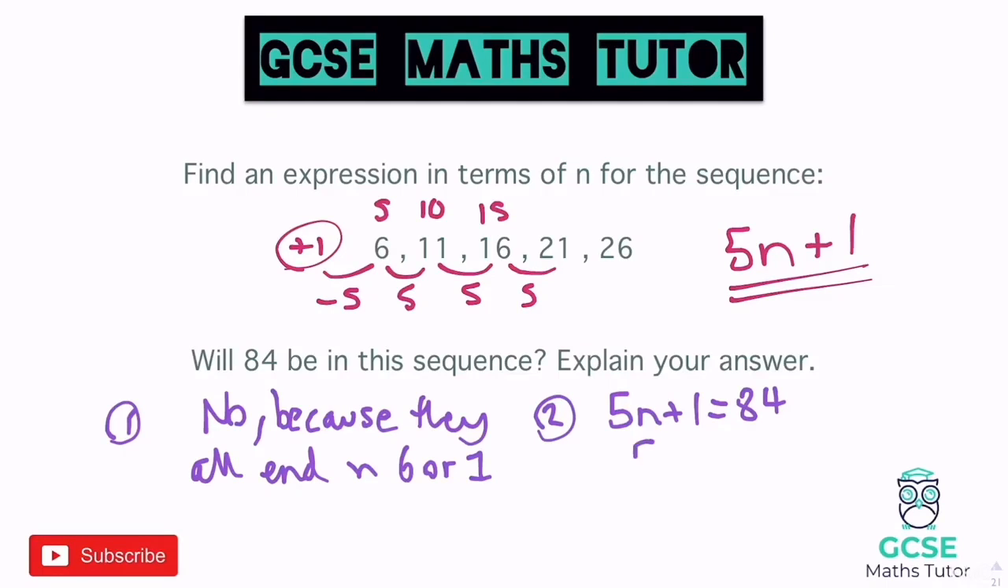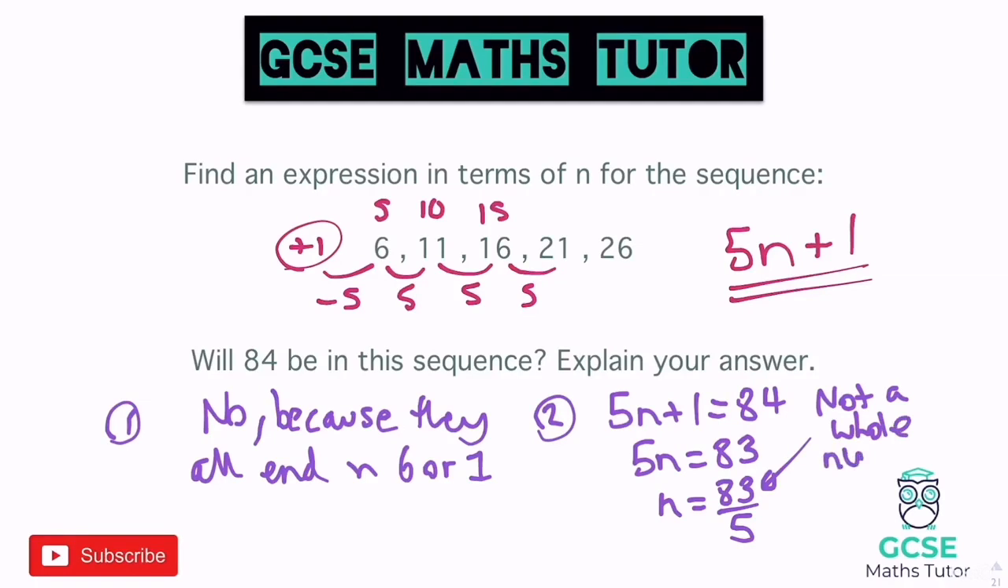So taking away 1, we get 5n equals 83. And then if we divide by 5, we get 83 divided by 5, which is not a whole number. So I could say no, n's not going to be a whole number, the position is not going to be a whole number. And I would obviously just have to make that statement. No, not a whole number.